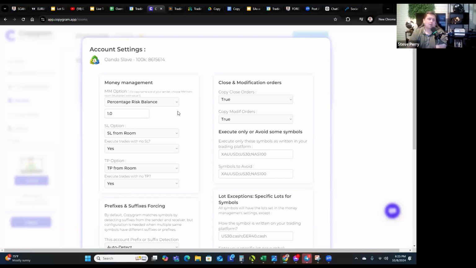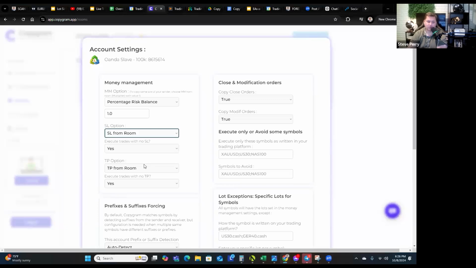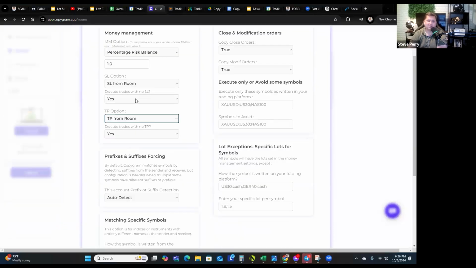All right, guys. So this is probably the most important field when you're doing a copy trader, this right here. Beneath that, you've got the stop loss option. You can say copy the stop loss from the room. That's usually what you're going to do unless you want a custom stop loss per trade, which I don't really recommend. So just do from room. This one says execute trades with no stop loss. I don't know why you would want to do that. I would say only take trades if they have a stop loss.